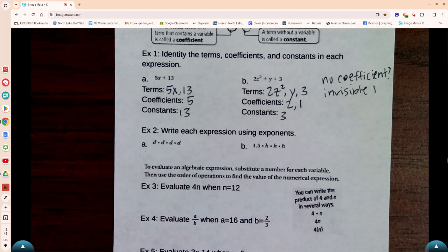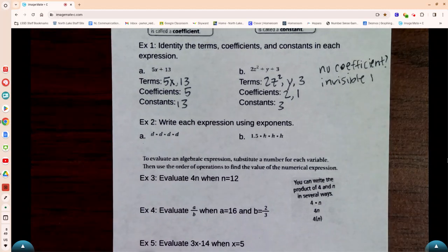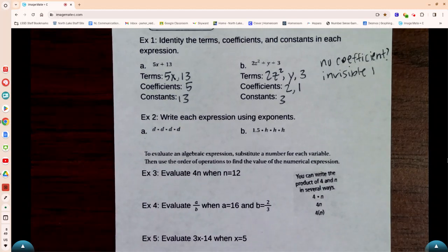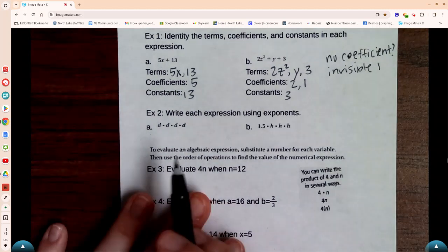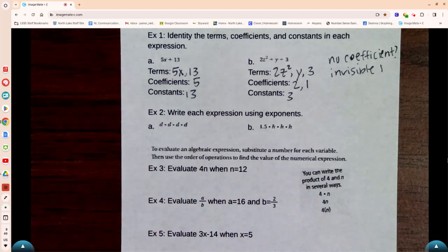Second example, example 2, we are now going to do something different, and we are going to write an expression using exponents. We have done this with numbers where the base is a number. Today we're going to do it where the base is a variable. So here I have d times d times d times d. I don't know what d is. D could be a billion different things. How could I rewrite this, though, using an exponent instead to make it shorter?